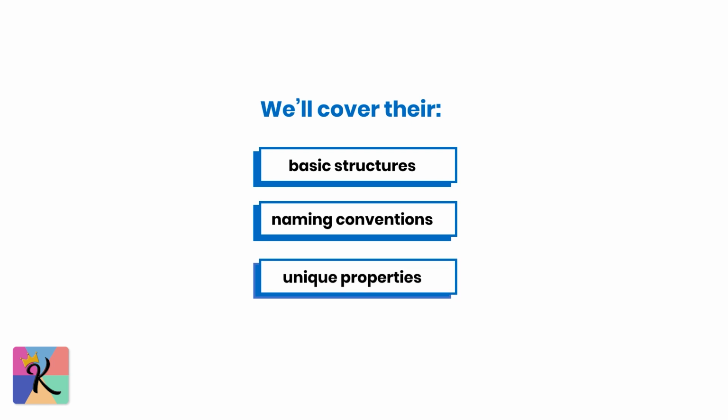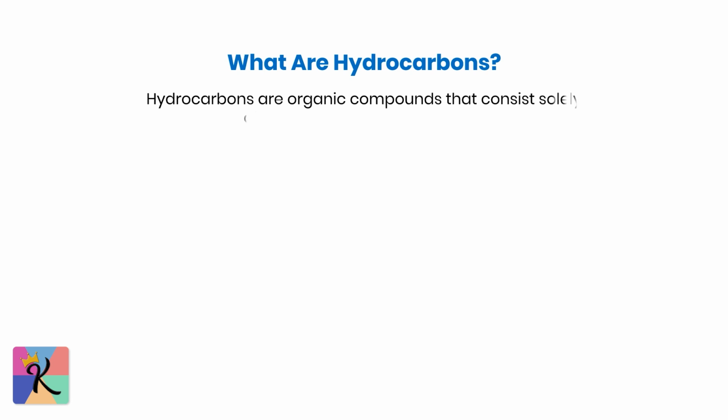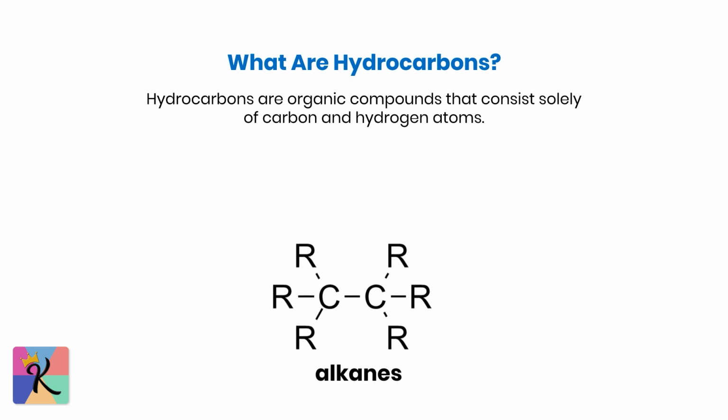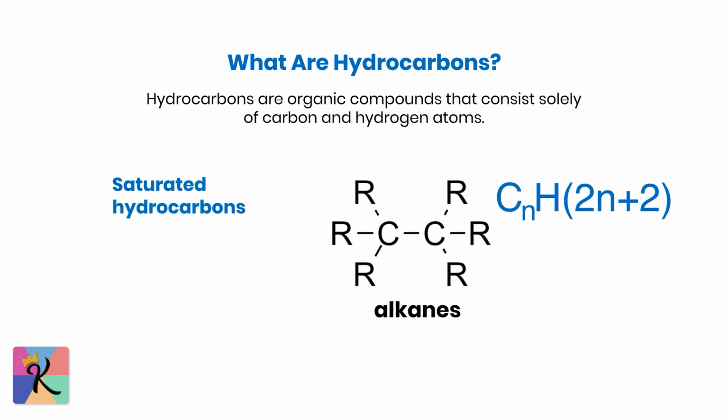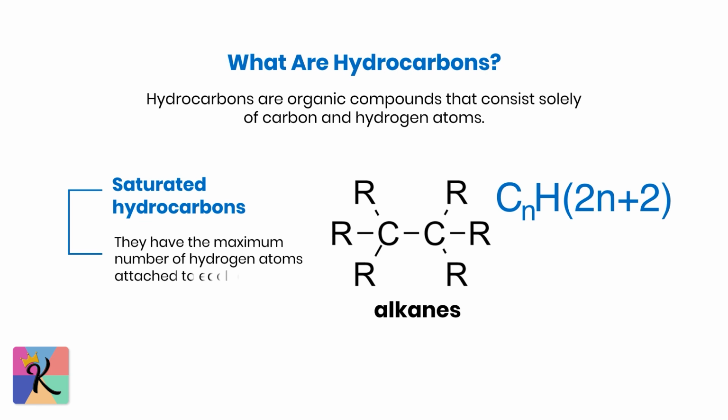Let's get started. Hydrocarbons are organic compounds that consist solely of carbon and hydrogen atoms. These compounds form the backbone of organic chemistry. The simplest hydrocarbons are alkanes, which have single bonds between carbon atoms and follow the general formula CnH2n+2. Alkanes are also known as saturated hydrocarbons because they have the maximum number of hydrogen atoms attached to each carbon.